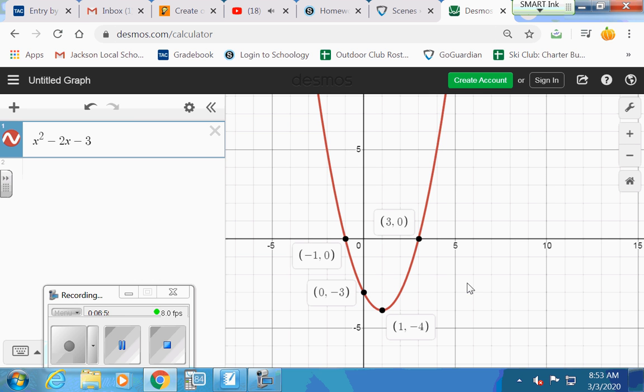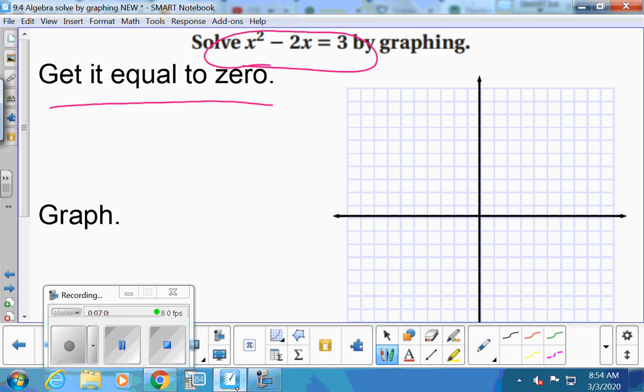So what we discovered is Desmos is just like your graphing calculator, and you have to have all the terms on one side together to be able to graph it. So going back to my slide, you would want to subtract the 3 over to the other side and have it set equal to 0 before heading into Desmos and graphing.